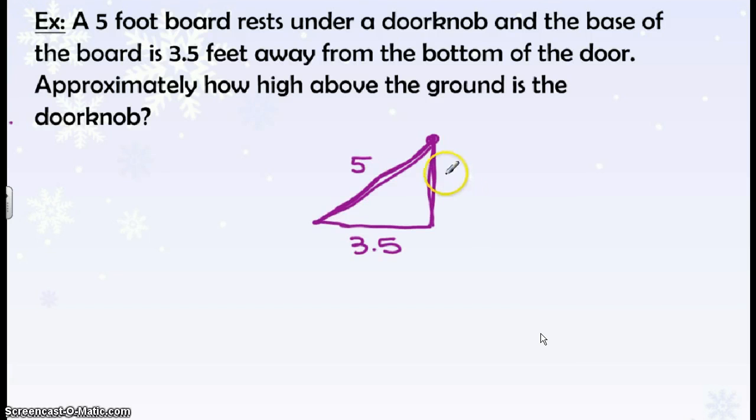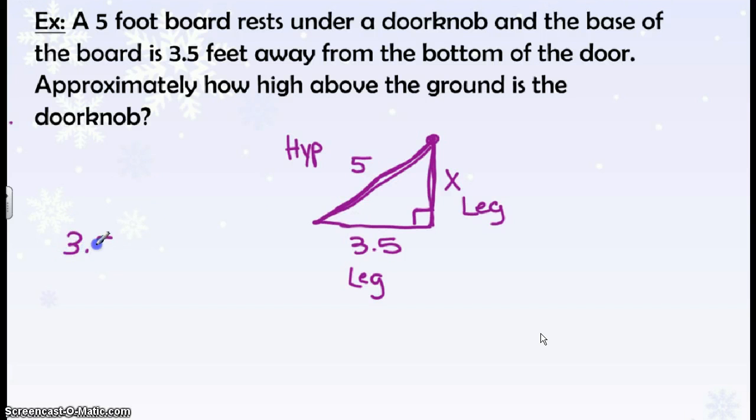Now we know we're trying to find how high above the ground the doorknob is, so we'll call that x. And we draw on a right angle there. So now it's a simple Pythagorean theorem problem. The only difference is now instead of doing leg squared plus leg squared equals hypotenuse squared and trying to find the hypotenuse, we have the hypotenuse, now we're trying to find a leg. However, we're still going to use the exact same formula, so we're going to go ahead and plug that in.